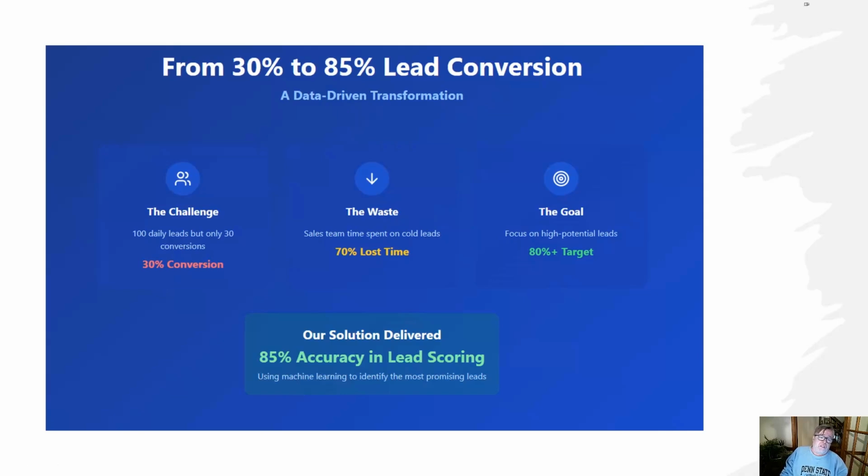The challenge is, let's say you get 100 leads coming in, but only 30% of them are converting. So 70% of the time is lost. And what we want to focus on here is, let's see if we can get 80% or more of these people to convert. In this particular case, we actually got up to about 85 of the leads converting. We were able to score and predict who would convert into a customer.